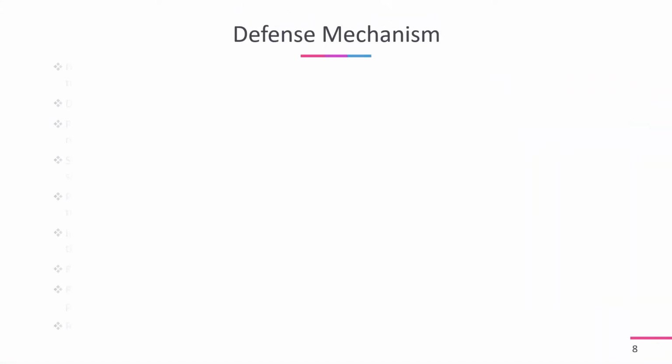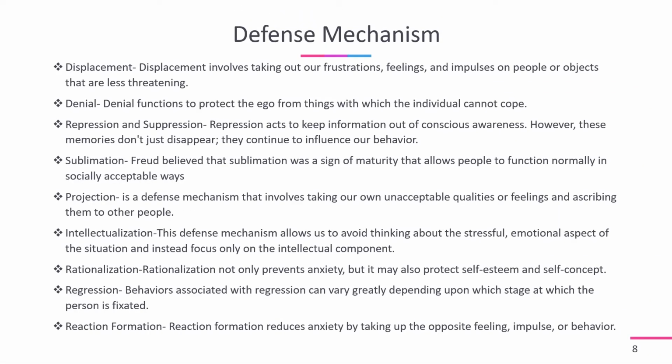A client with this condition may explicitly or implicitly show defense mechanism. This can be in form of displacement, denial, repression, sublimation, projection, intellectualization, rationalization, and reaction formation. Though these may show in many forms in different populations, the most common ones are displacement and denial. Displacement involves taking out of frustration, feelings, and impulses on people or objects that are less threatening. Denial, on the other hand, functions to protect the ego from things with which an individual cannot cope.